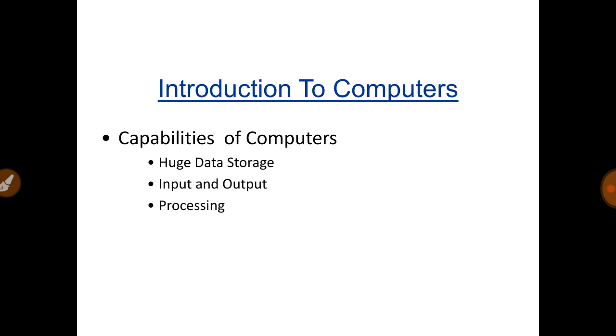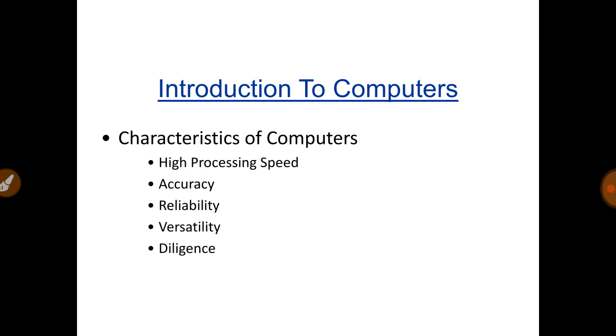Next, capabilities of a computer. A computer is capable of data storage. A computer is capable of producing data input and output. Processing, like the CPU, controls the working of the overall computer. Next, the major characteristics of a computer system. First, high processing speed. It means computers are very fast. Their working speed is in microseconds, nanoseconds and picoseconds. They are capable of performing calculations on very big data.